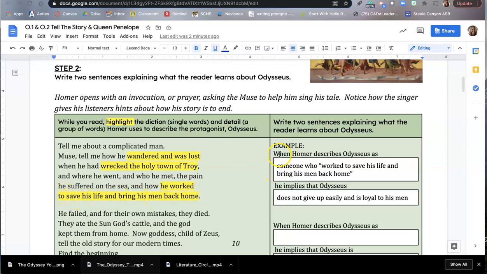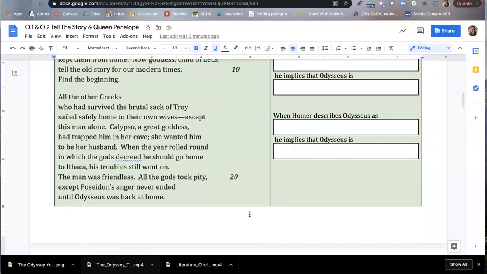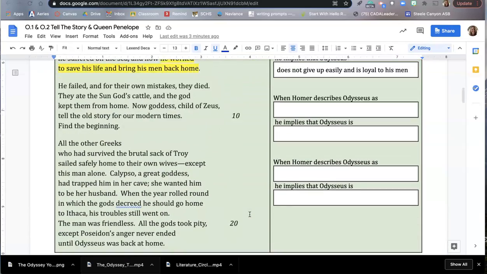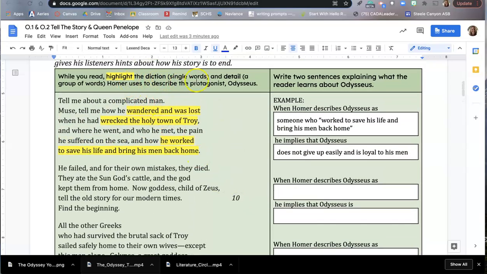So here's my example. When Homer describes Odysseus as, and these are my words, someone who worked to save his life and bring his men home, notice that that's what I copied, he implies that Odysseus does not give up easily and is loyal to his men. So what's your job now is to read the last few stanzas of this introduction, so there's 2 more stanzas, and to continue to highlight any diction or detail that Homer uses to describe the protagonist Odysseus.